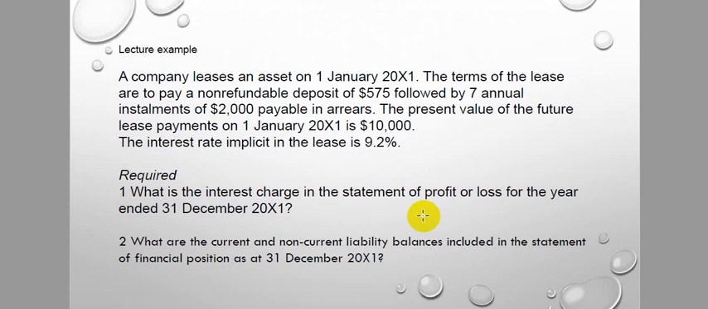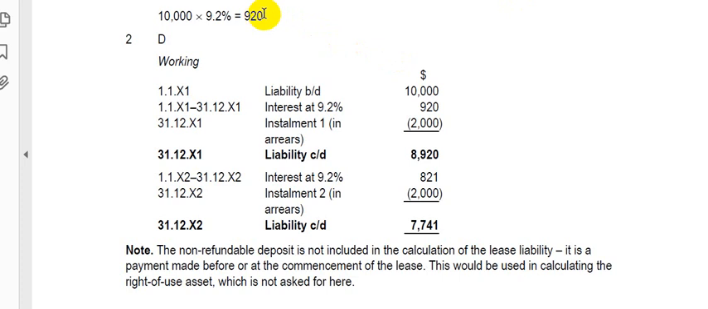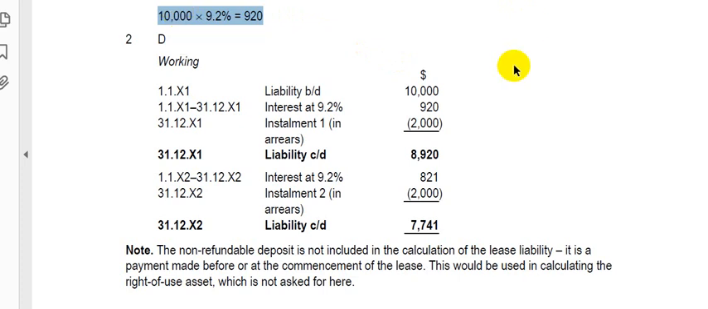Requirement 2, what are the current and non-current liabilities balances included in the statement of financial position as at 31st December X1. The interest charge will simply be the interest rate implicit times the future lease payments of 10,000, which gives us 920. Then we move to the second requirement.